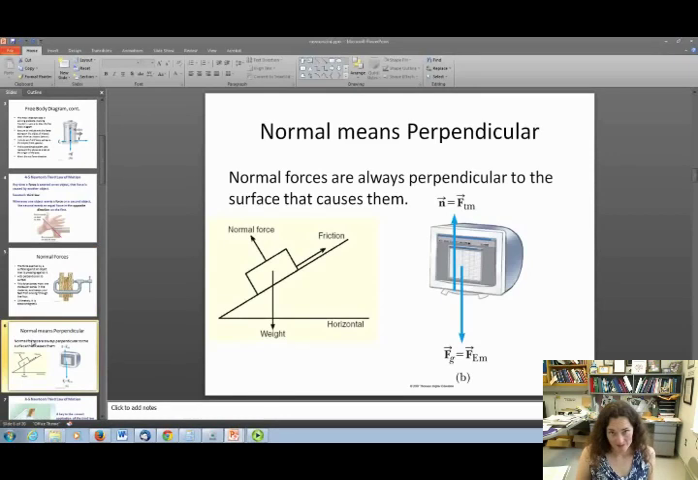Normal means perpendicular. So normal forces are always perpendicular to the surface that causes them. That means that if your object is resting on an incline, the normal force will point perpendicular to the incline, as I show here in this diagram on the left, where there's a block resting on an inclined plane. All the forces acting on the object include the weight, which is straight down towards the center of the earth, friction, which is acting up the incline, since the block's trying to slide down the incline, and the normal force, which is pointing perpendicular to the incline.